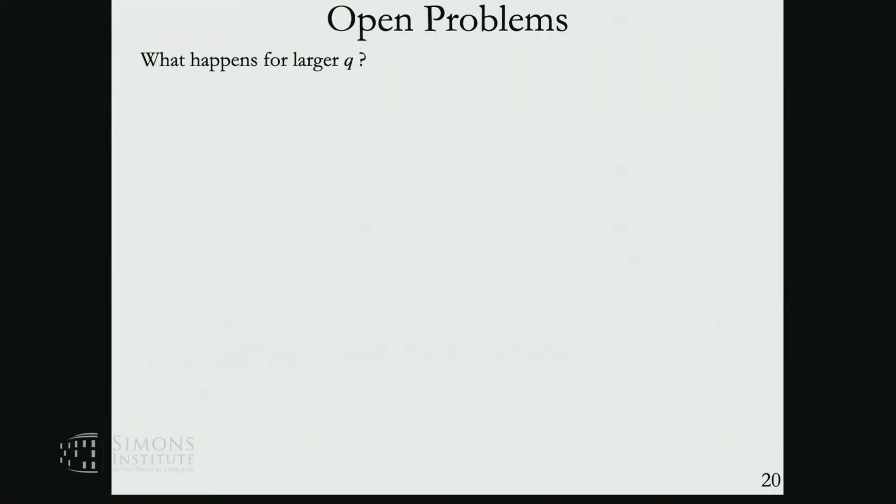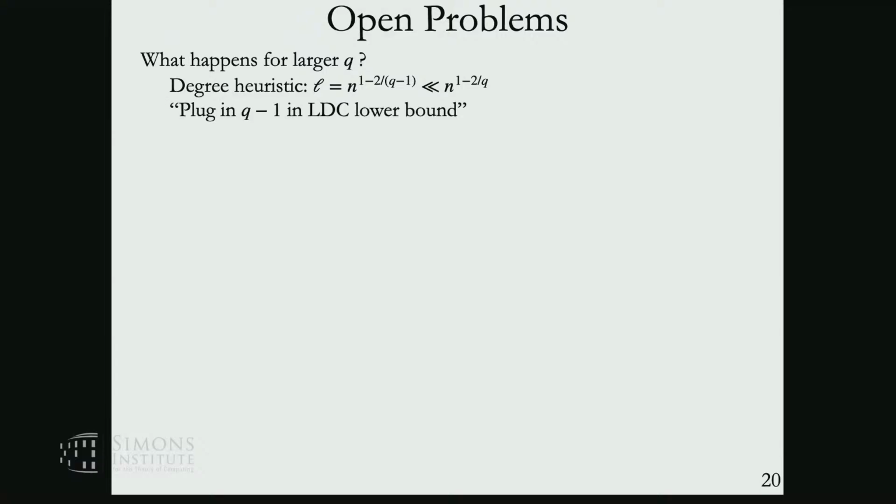So let me just end by talking about some open problems. The first is: what happens for larger q? You can compute this degree heuristic, and it gets you some small improvement. You can take L to be n to the 1 minus 2 over (q minus 1), whereas for LDCs, you get stuck at this n to the 1 minus 2 over q. And this is essentially plugging in q minus 1 into the LDC lower bound. But this is a very small polynomial improvement. This is not a big improvement.